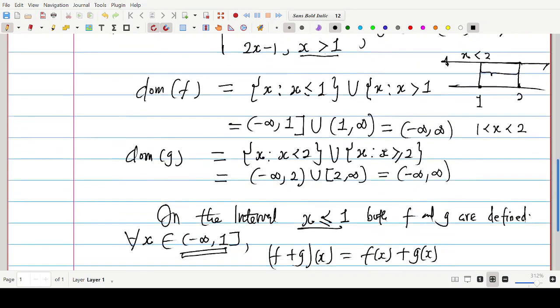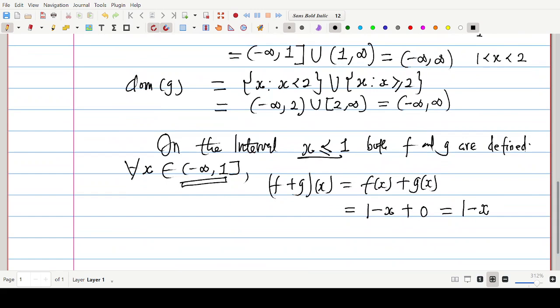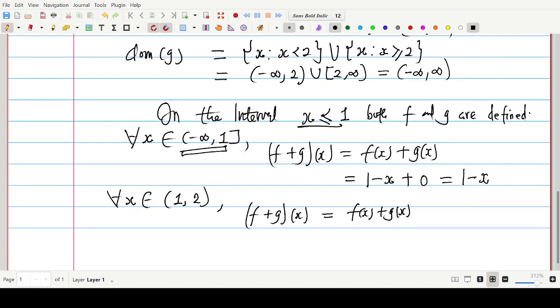So if we come over here, we can say for all x which are in the interval 1, sorry, this is not inclusive, exclusive. I will remove these brackets. 1 to 2. On the interval 1 to 2, we have that f plus g of x is equal to, we still have it as f of x plus g of x, because that is how the sum of functions is defined.